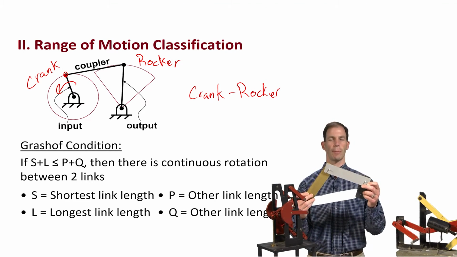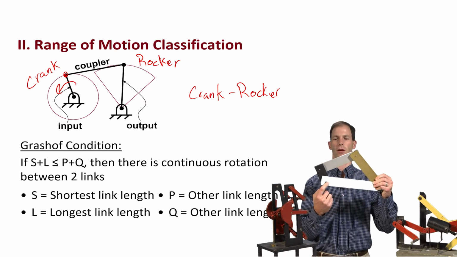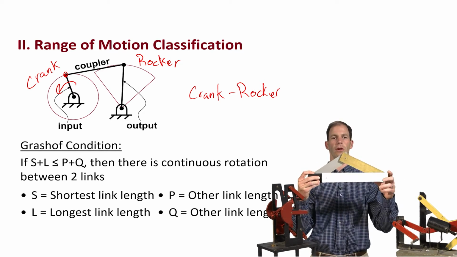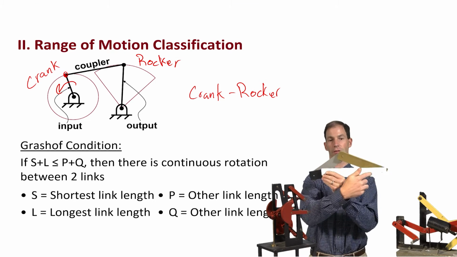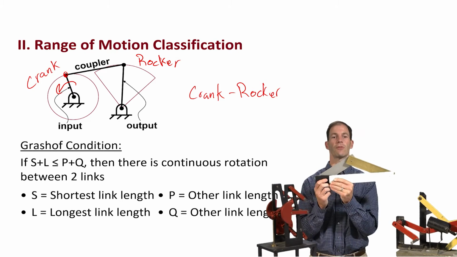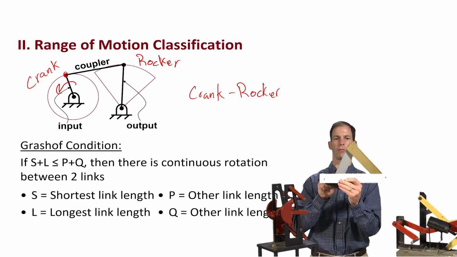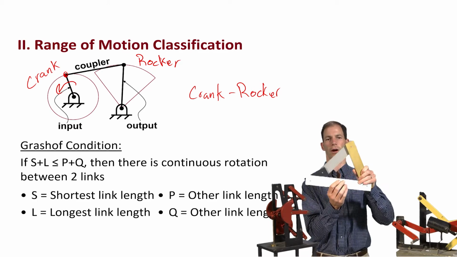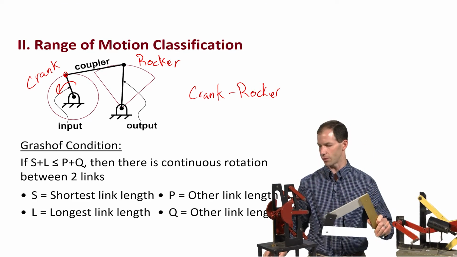This one right here happens to be a Grashof mechanism, where my longest link is the green link and the shortest link is the black link. The other two links, the gold and the silver, together are greater than S plus L. So S plus L, that's this entire length right here when I've got them straightened out, is less than P plus Q. Therefore, this is a Grashof mechanism. And if I grab this one, I see I can make complete revolutions of it, and I have a crank-rocker mechanism. Or if I drove this one over here, I would have a rocker-crank mechanism. So this happens to be a Grashof mechanism.